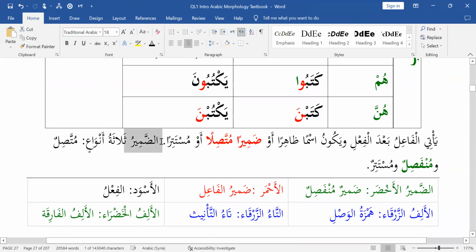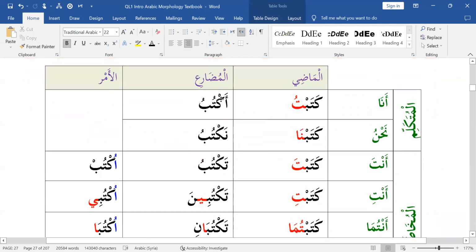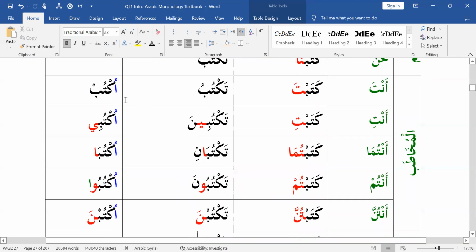Ad-damir thalathatu anwa. The pronoun is of 3 types: muttasil, connected; munfasil, disconnected or standalone, which is in green; and mustatir. Mustatir is hidden. It's very important for you to memorize which pronouns are hidden. Once again, ana, nahnu, anta for mudari is hidden. And huwa hiya for both al-madi and al-mudari are hidden. And for amr, it's anta, because amr works just like mudari.